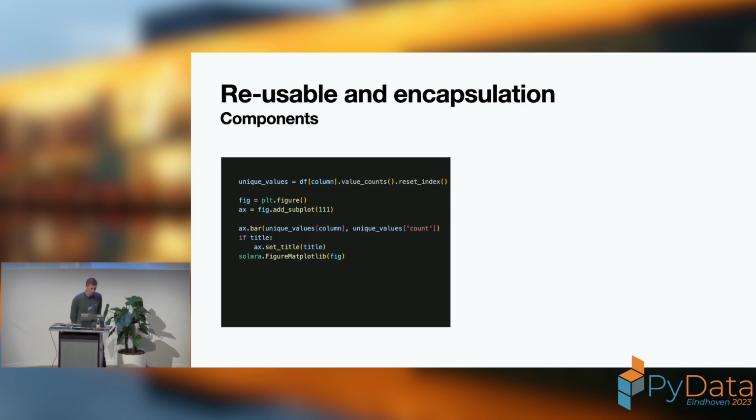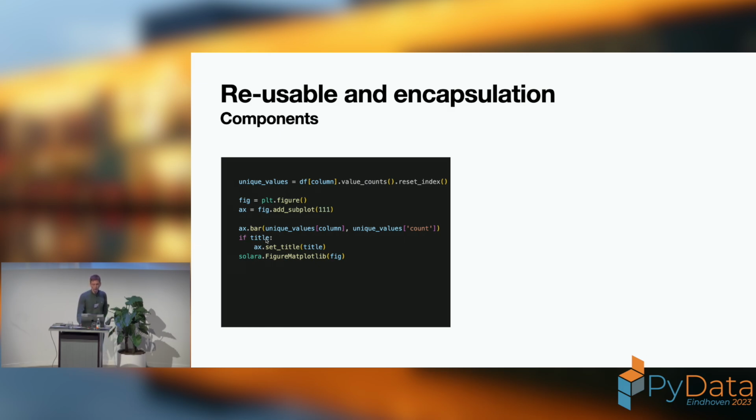So now I'm going to go a bit more technical, because I think this is a good concept to grasp. This is kind of where the power of Solara is. So we have quite simple code here. We take the unique values of a particular column in a data frame. We create a figure, we add a bar plot, and we display it using Solara. We can optionally set a title. And you can imagine having a function like this that you reuse for your favorite dashboard.